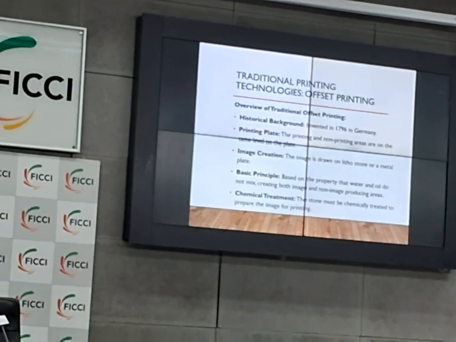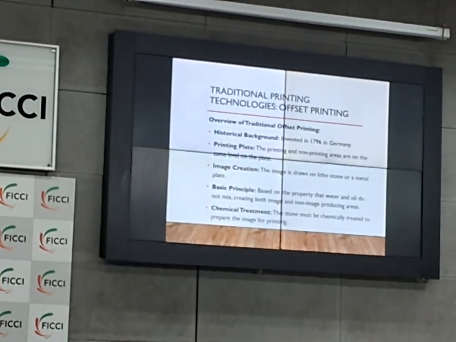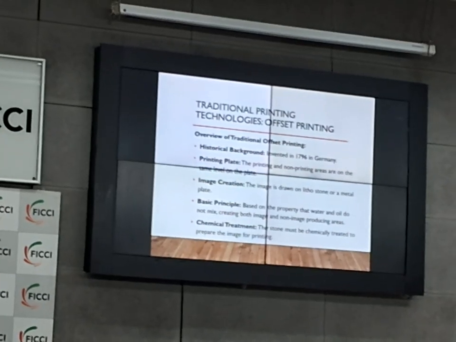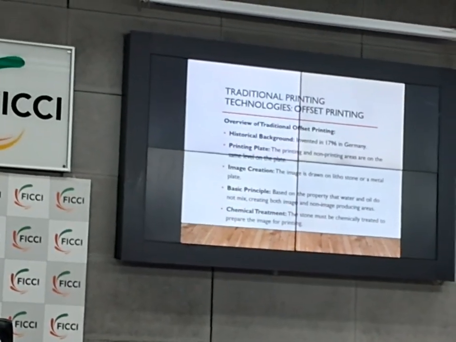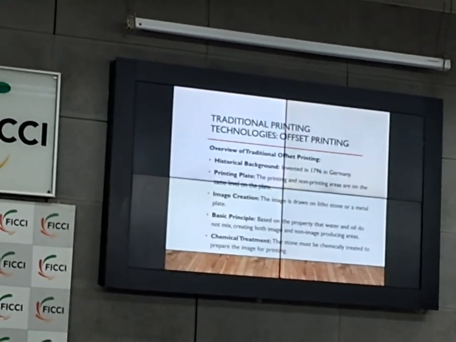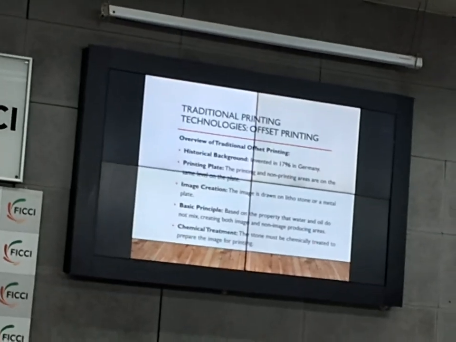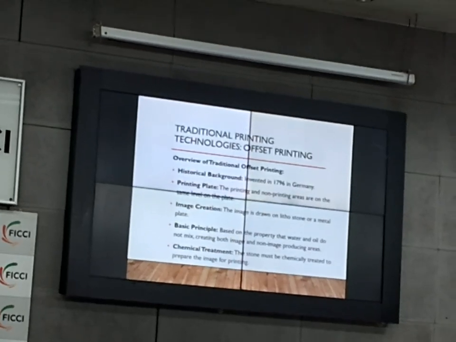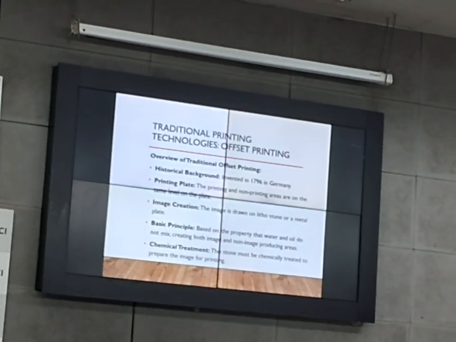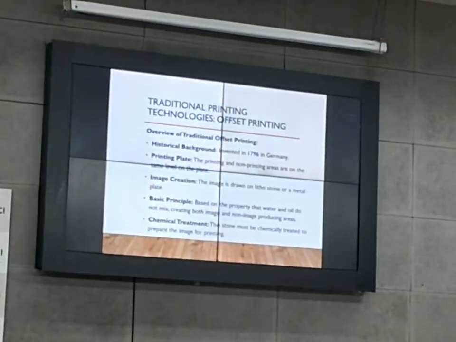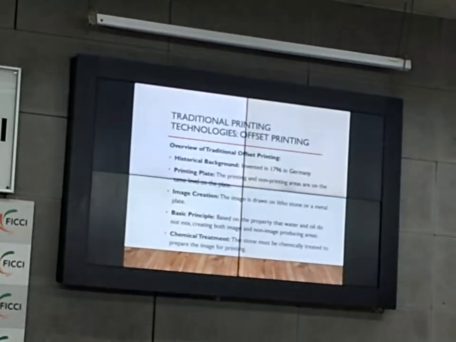And next is the overview of traditional offset printing. The large volume of printing production is done through the offset printing process, and there are two different types. One is sheet-fed and the other is web offset. So the newspaper printing that we have just seen is web offset printing. That means we are printing paper rolls through a web offset machine. And the other one is sheet-fed, where we print sheet by sheet. That is done through sheet-fed printing.